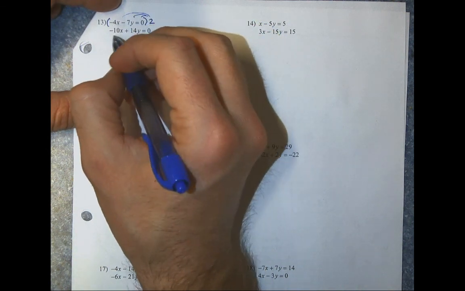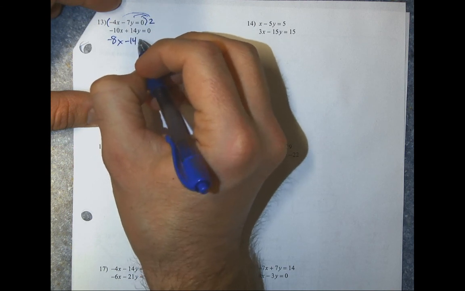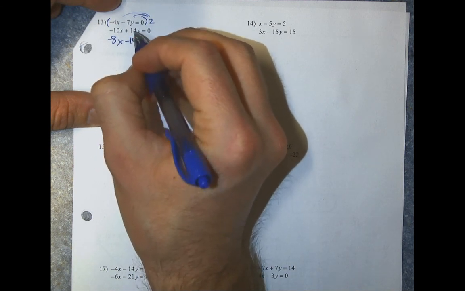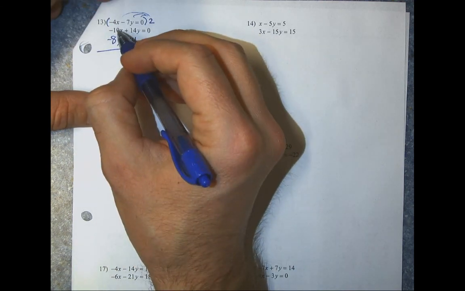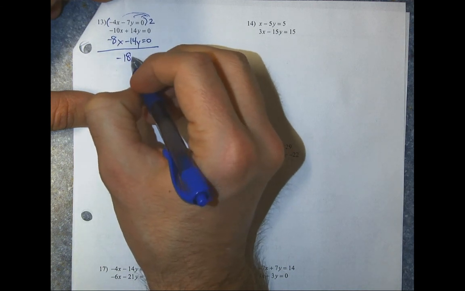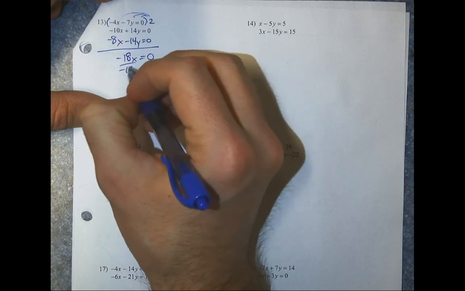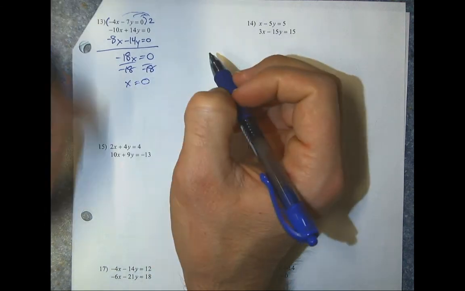So 2 times negative 4 is going to be negative 8x. 2 times negative 7 is negative 14y. And that's what we were going for right there because this will cancel. And 2 times 0 is 0. So my y's will cancel. I do have x's here. It's going to be negative 18x equals 0. Divide by negative 18. Of course, we know the answer is just 0.